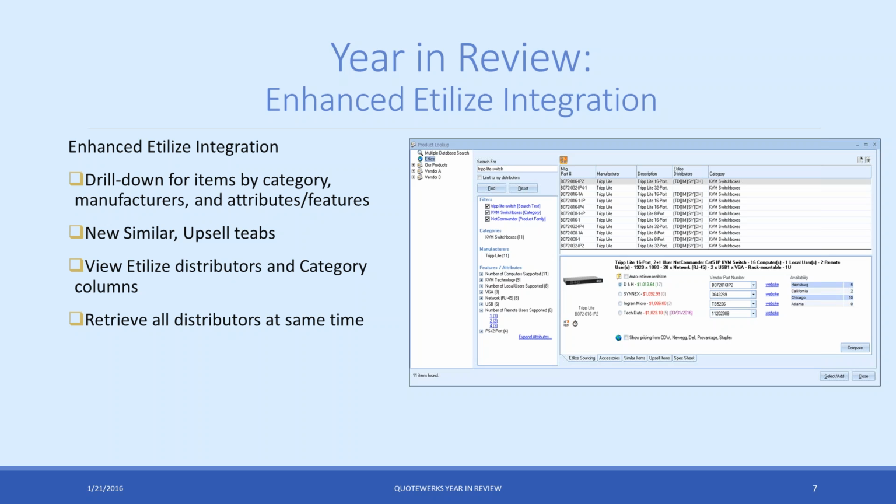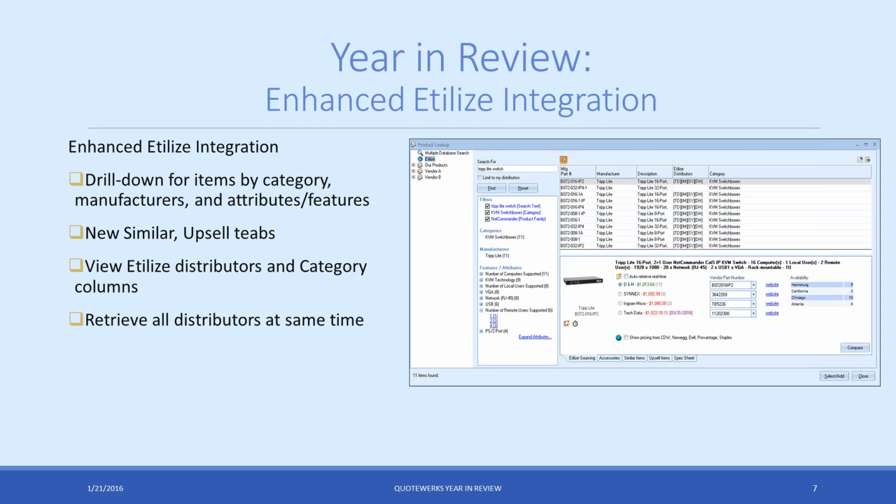We also added the similar and upsell tabs in Etilize. This will allow you to see similar items, which means that the items have similar functionality and typically are similar in price. And then the upsell items have more functionality and typically are more expensive. So it gives you a lot more functionality, a lot more flexibility to find the items that you're looking for, add them to the document, and even compare the items in the document.